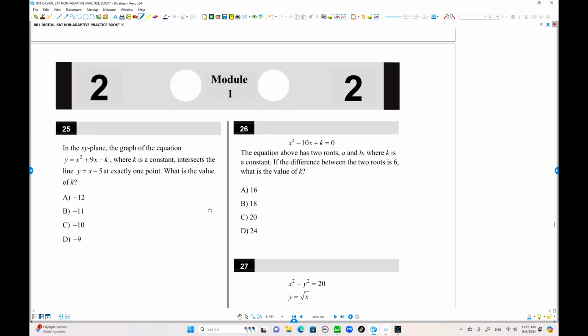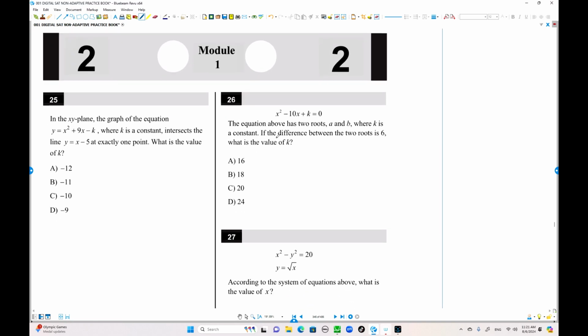Here is number 26. The equation has two roots, A and B. K is a constant. The difference between the roots is 6. That means the two roots are real, right? If imaginary, we don't know, okay? So what is the value of K?